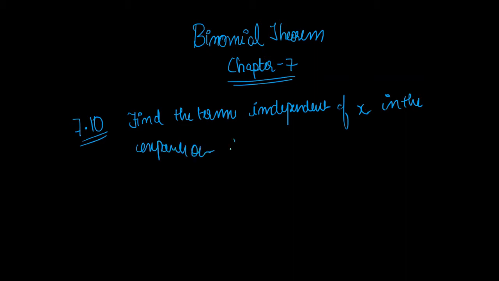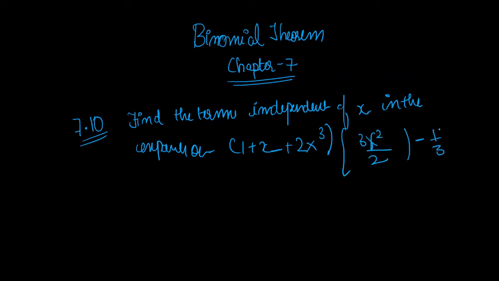What is the expansion given? (1 + x + 2x^3) into (3x^2/2 - 1/(3x)) whole to the power 9. Okay, 1 by 3x is down, whole to the power 9. This is our question. Independent of x, what does it mean?